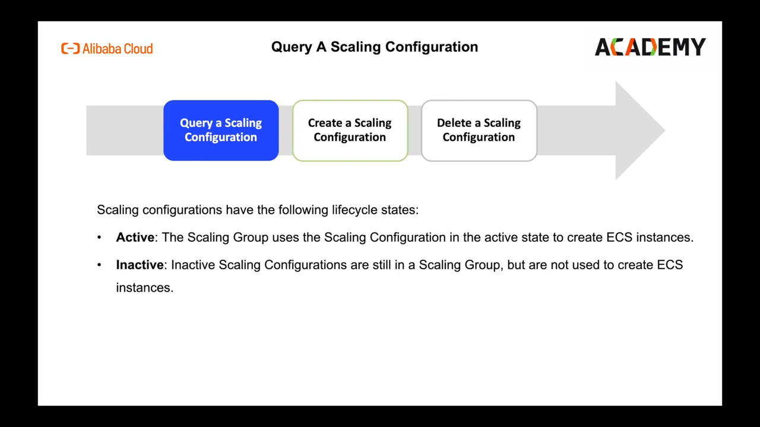The scaling group will use the scaling configuration that is in the active state whenever it creates a new ECS instance. Inactive scaling configurations are still part of the group, but they're not used to create ECS instances. So there can only be one active configuration at a time, and that is the configuration that the scaling group will use in order to create new ECS instances.